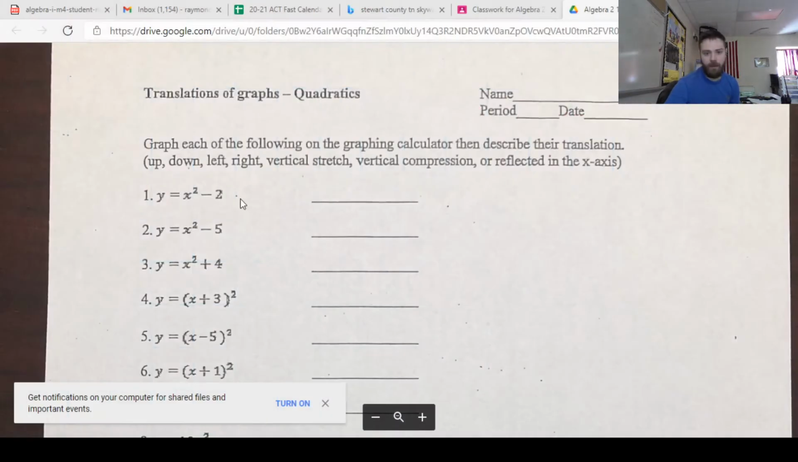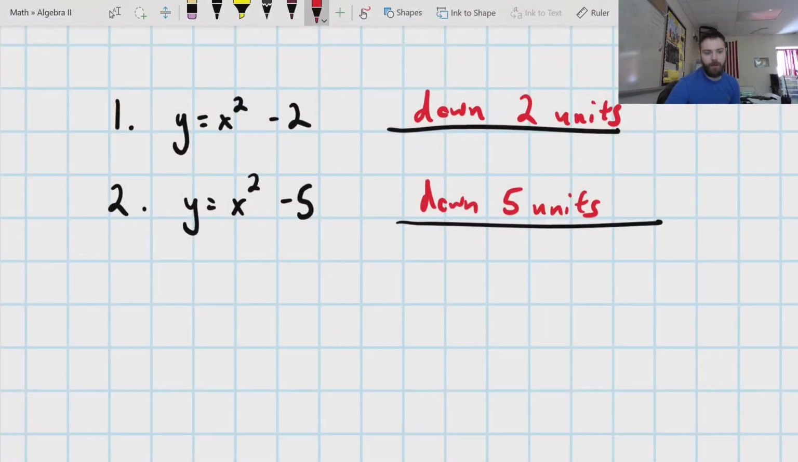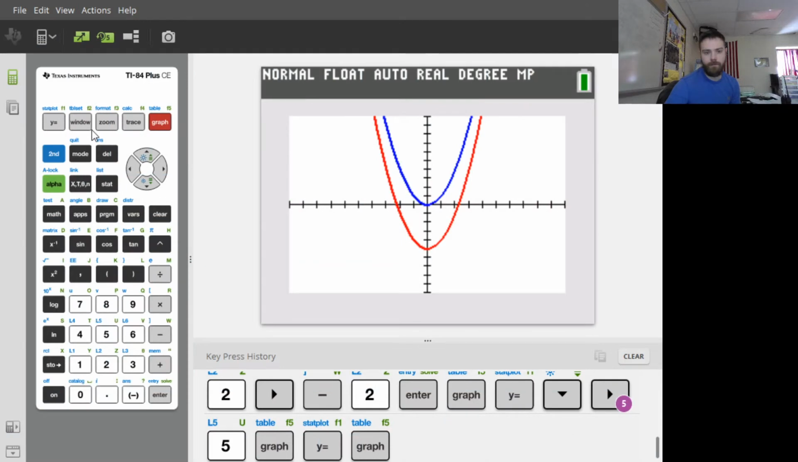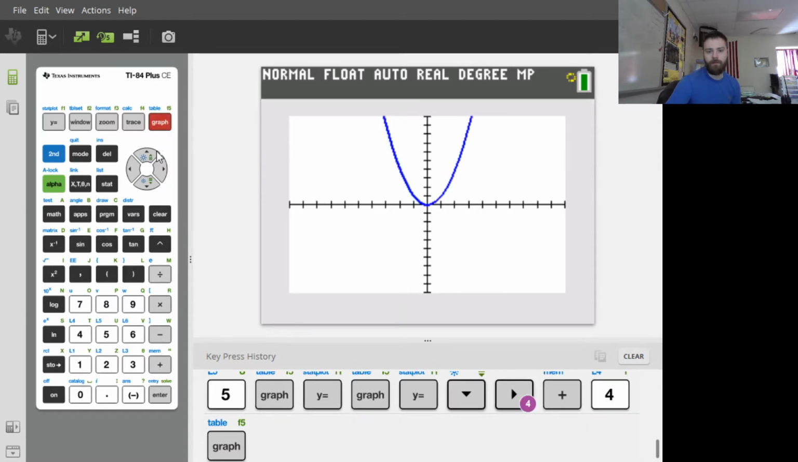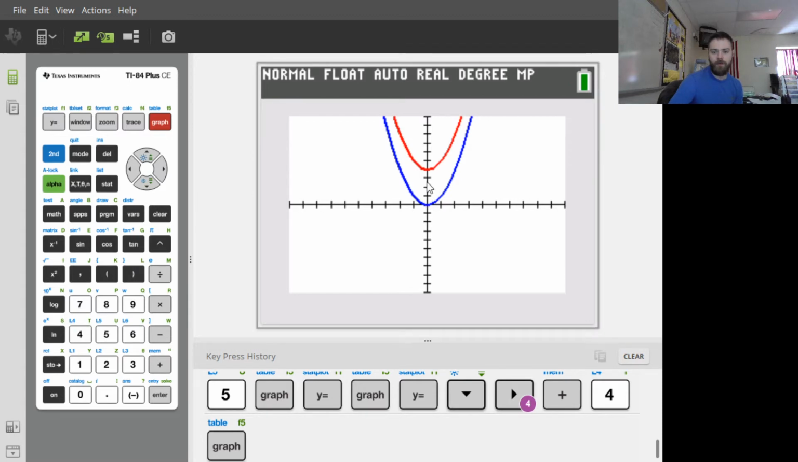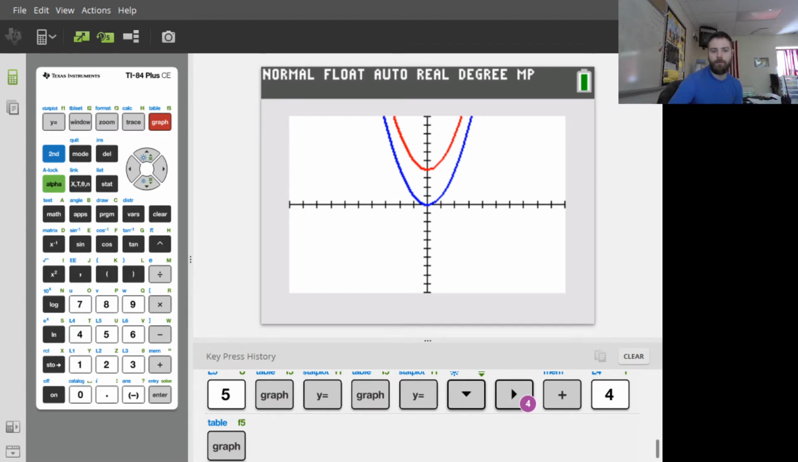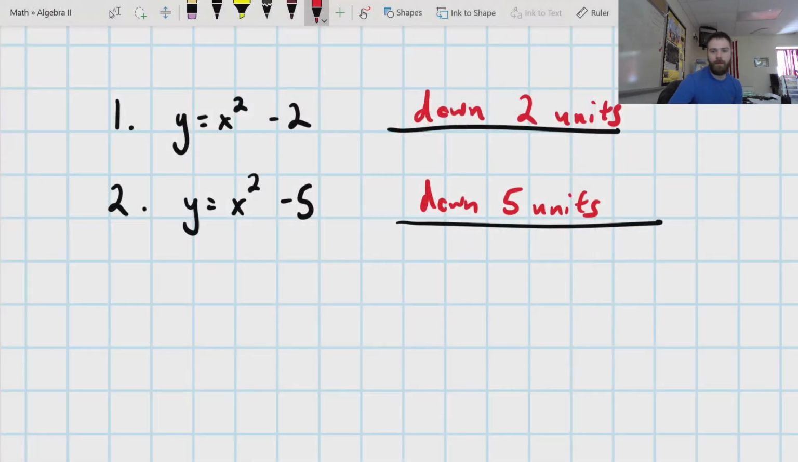And go back. X squared plus 4 is the next one, so we're going to do that one. Instead of plus 5, I'm going to do plus 4. Graph it. And it moved 1, 2, 3, 4 units up there. Okay? So 4 units up.